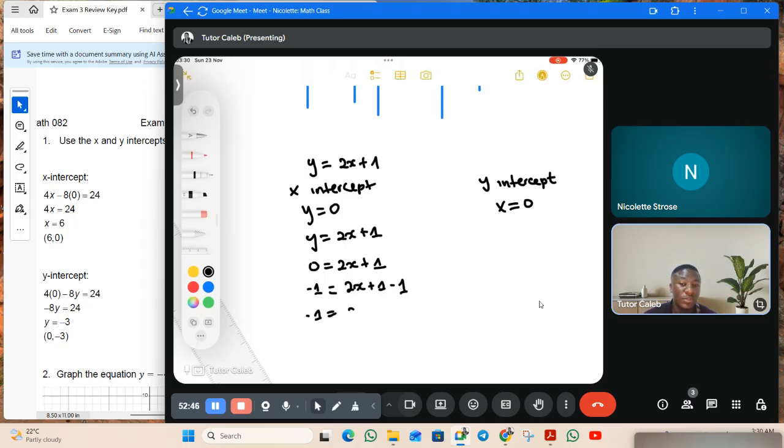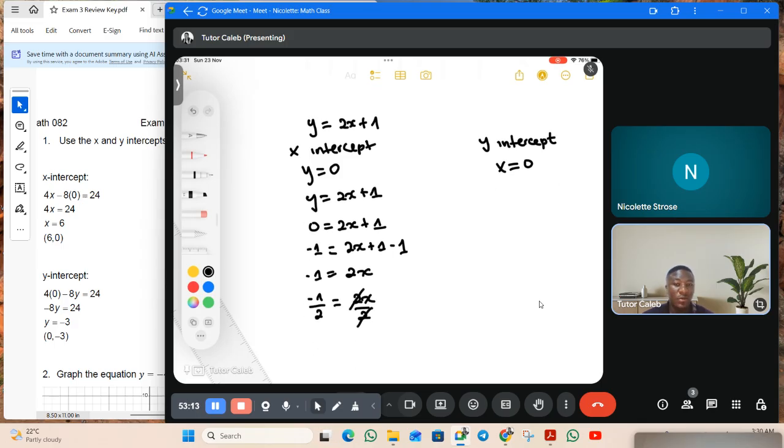Are you okay at this point? Yes. Okay. Now what we can do is divide both sides by 2 to remove the 2 from the x. If we divide both sides by 2, we'll have minus 1 divided by 2 is equal to 2x divided by 2. Now, this will cancel with this. We'll be left with x on the right side of the equation. That means that x equals minus 1 over 2. Do you agree with this? Yes.